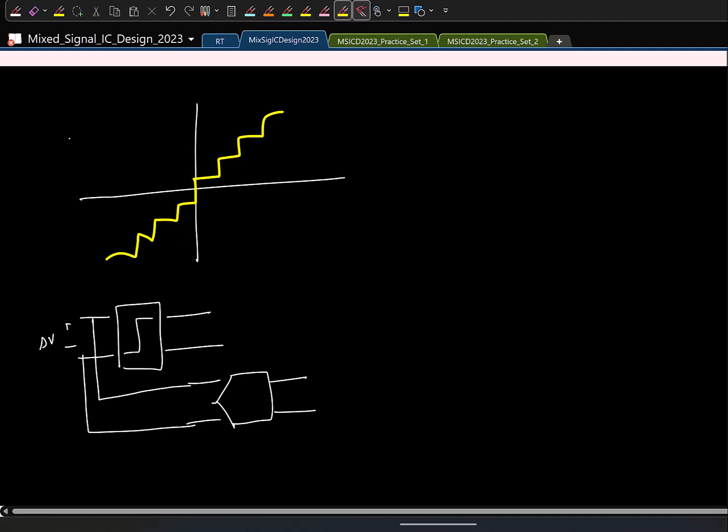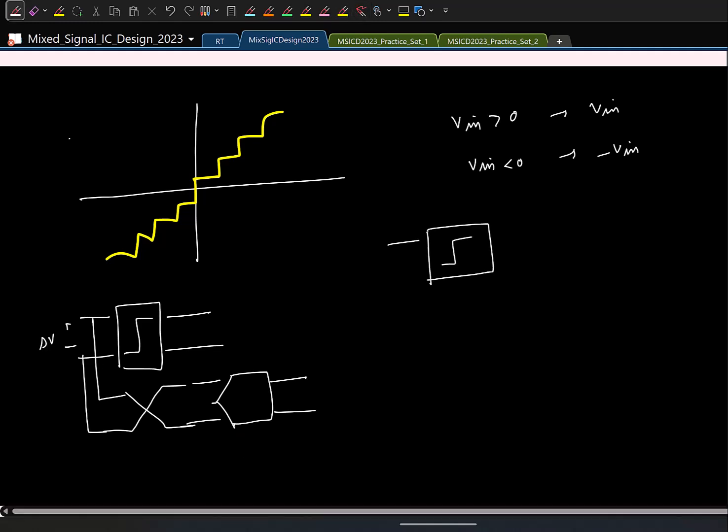Basically, what I will do is flip the connection here. If the input is greater than 0, I will feed the input directly. If the input is less than 0, I will give minus Vin so that I can still use the ADC which compares with positive references. So the actual circuit will be this. You have a single bit comparator, let us say its output is some D, and this is the ADC.